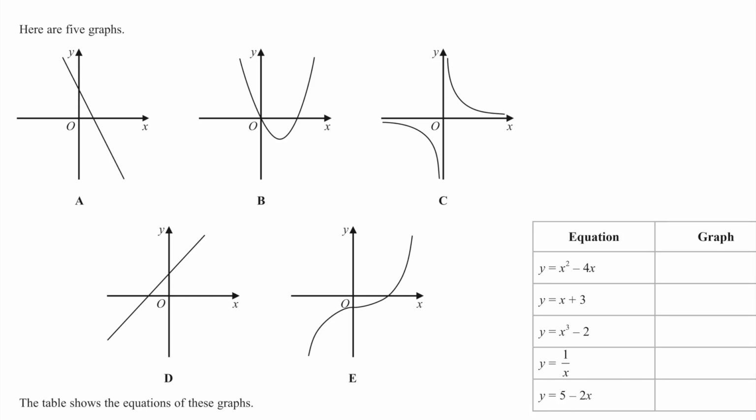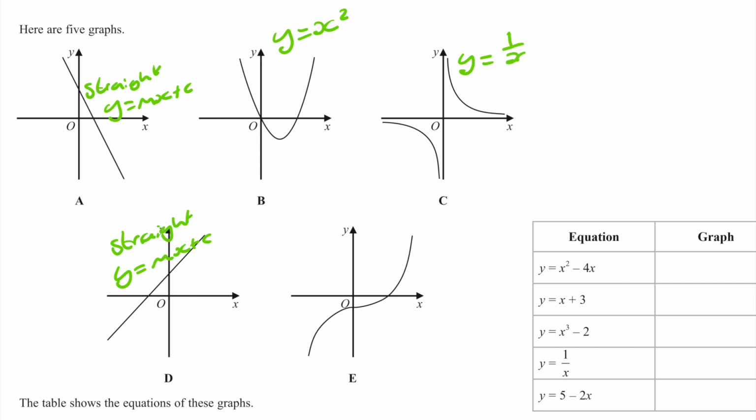This is a graph matching question, and there's 5 graphs and then 5 equations. A and D are both straight lines, and that means that they're going to take the form of y is equal to mx plus c. With B, that is a quadratic, so that is going to be a y is equal to an x squared. With C, that is a reciprocal, which has the general form and equation as y is equal to 1 over x. And then with E, that is then a cubic, so that's going to be a y is equal to x cubed of some sort.